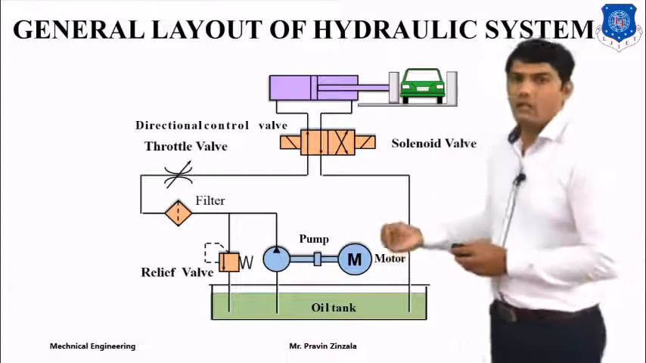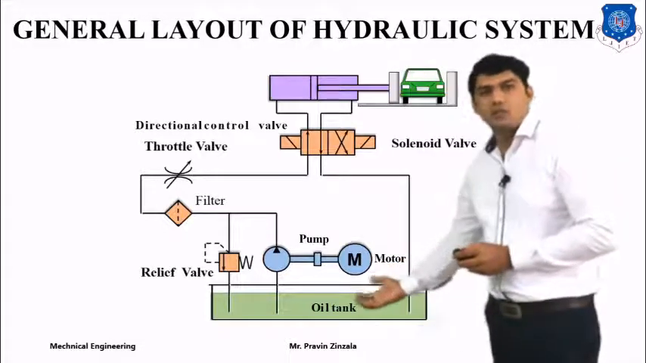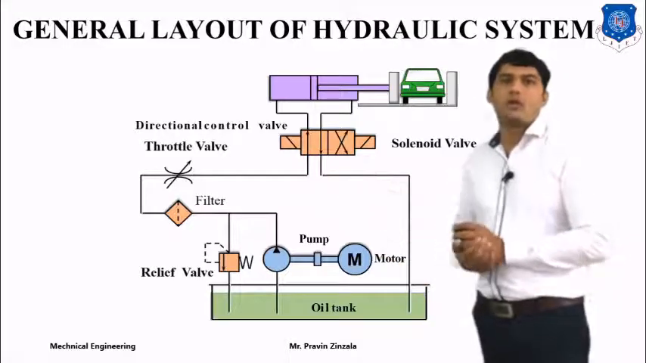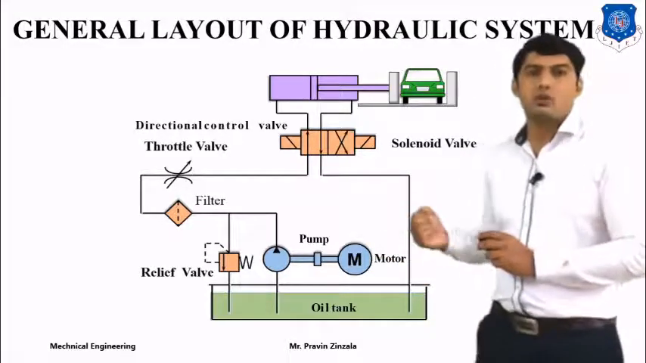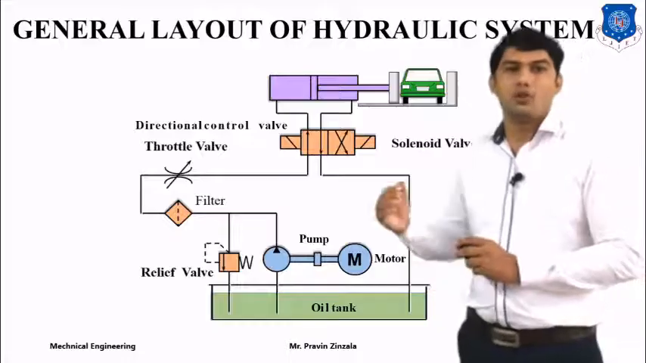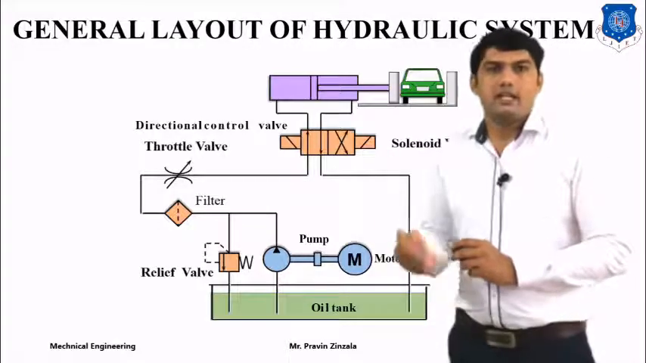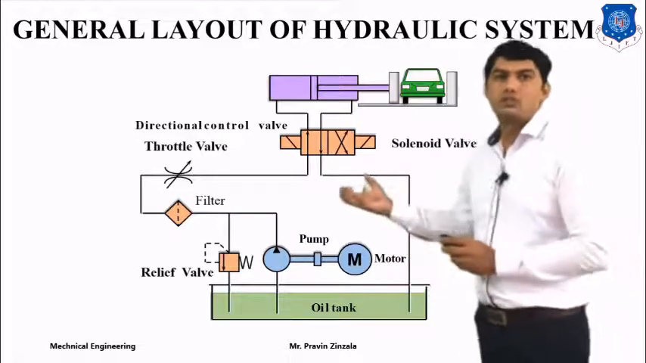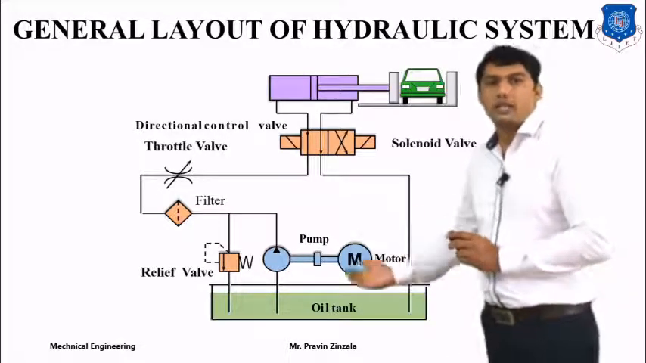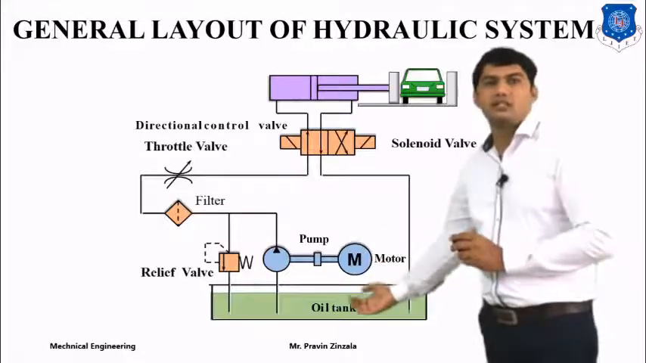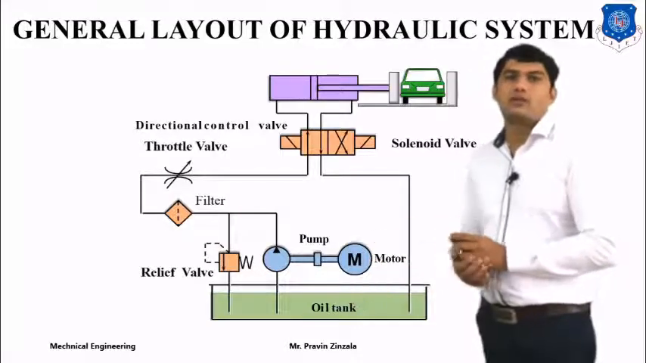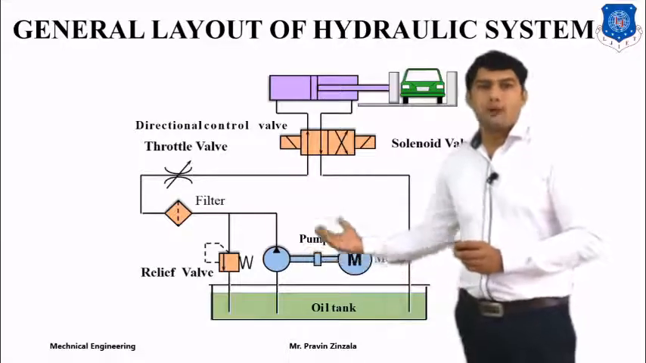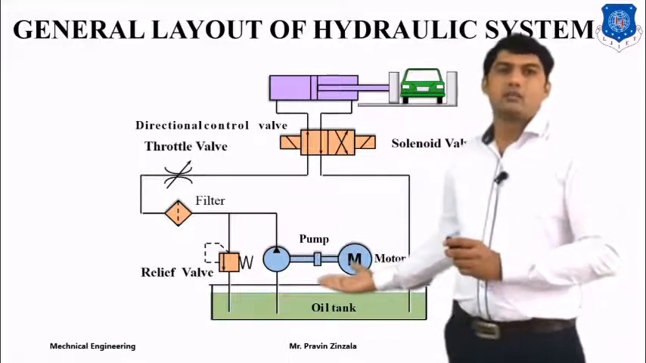The second function of the hydraulic oil tank is to cool the hydraulic fluid, because due to continuous operation of the hydraulic system, the temperature of the oil will increase. For steady and precise operation, we have to reduce the temperature of the oil. So the second function of the hydraulic tank is to reduce the temperature of hydraulic oil. Then the oil goes to the pump, and the pump is driven by an electrical motor.